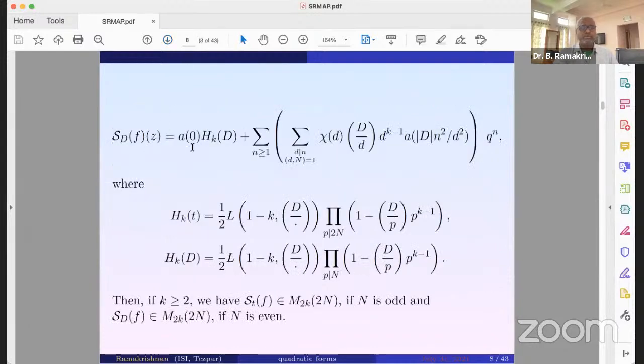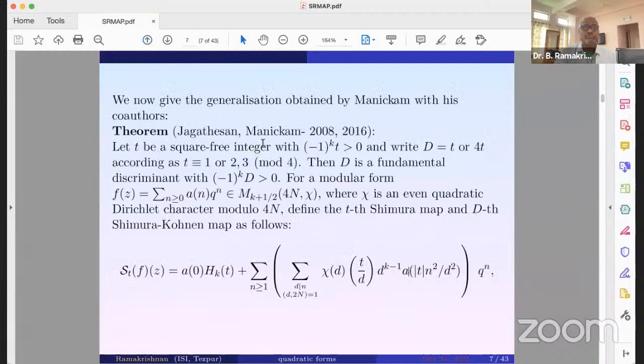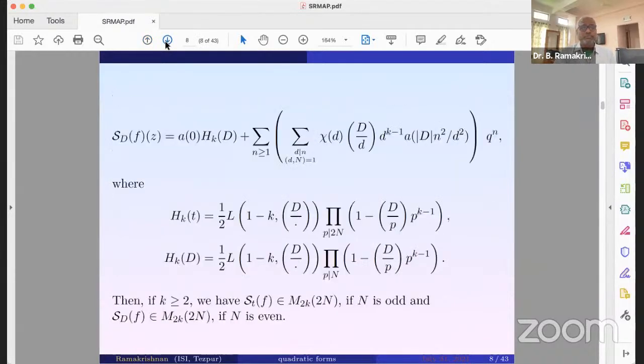And then for the Shimura-Cohen map, a_0 of h_k(d) in this one, where h_k(t) is the Dirichlet L-function special value at 1 minus k of the character (d/.), times a product factor which is some constant. For h_k(d), the difference between these two is only that the prime 2 appears here and does not appear in this d. So these are the definitions. Then when k is greater than or equal to 2, S_d f is in M_2k of level 2n when n is odd, and if n is even, one has to apply the Shimura-Cohen map. That is the result of Manickam and Jagadish.